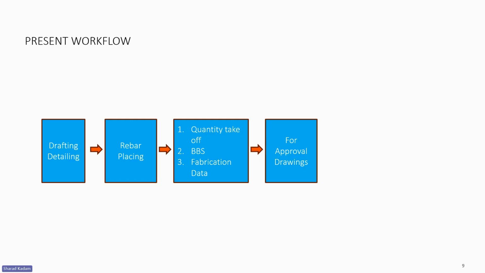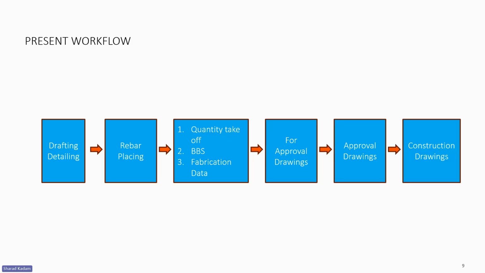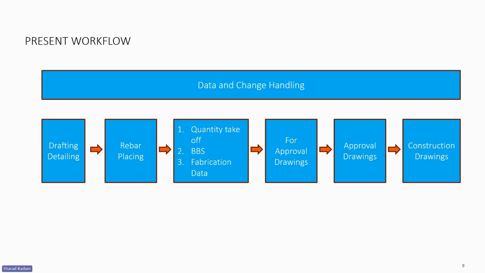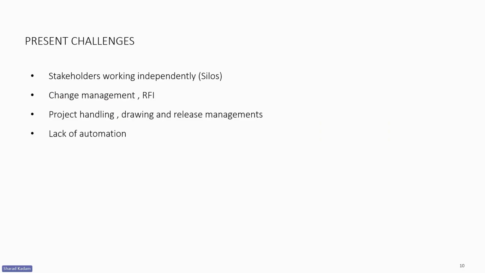So these are the approval drawings. Once these approval drawings are sent, it goes to the next step, which is the construction drawing. So this is the general life cycle of the project. But the most important part of all these things is the data and change handling. Whenever there are changes, all these things have to be carried forward. A huge amount of data needs to be incorporated, and a lot of changes also need to be handled. So this is the present workflow that we are having.